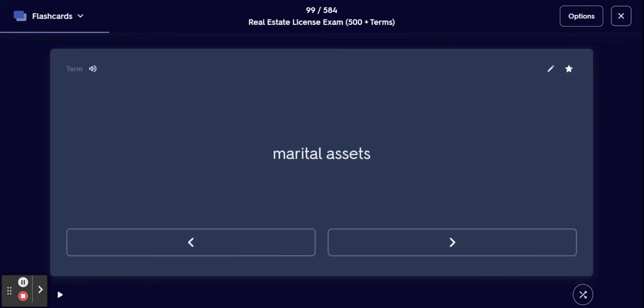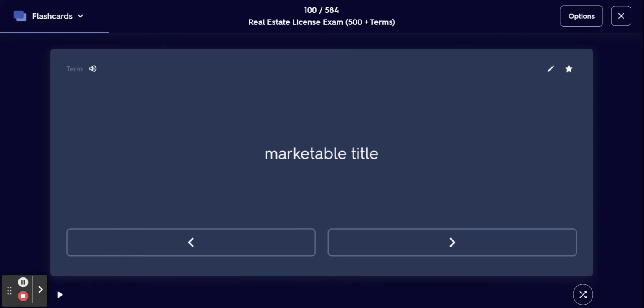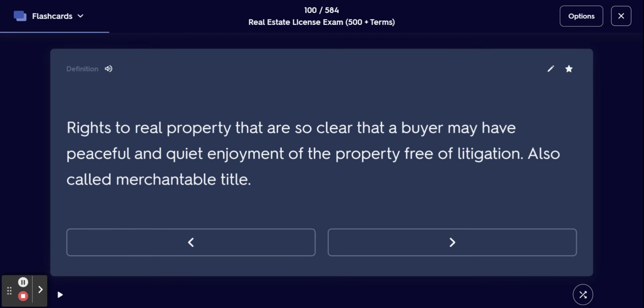Marital assets. Real and personal property acquired during marriage. Marketable title. Rights to real property that are so clear that a buyer may have peaceful and quiet enjoyment of the property free of litigation, also called merchantable title.